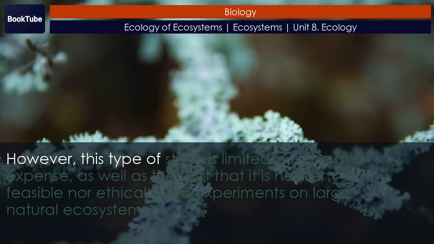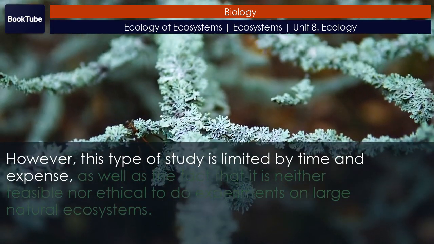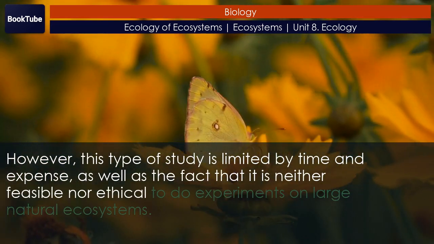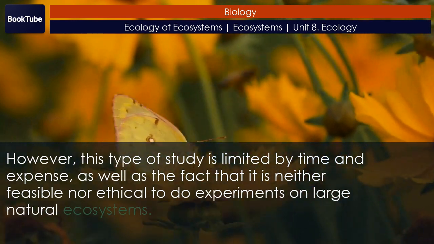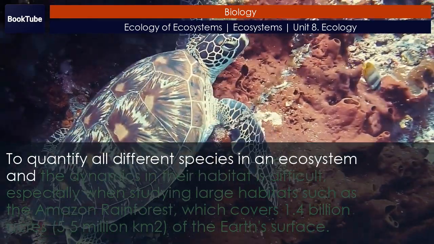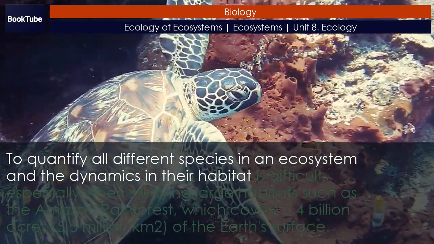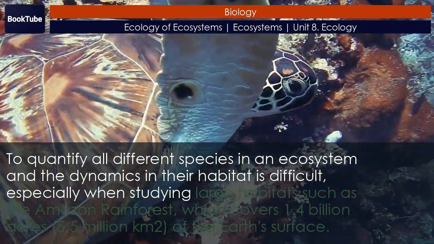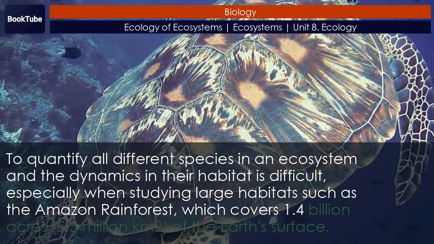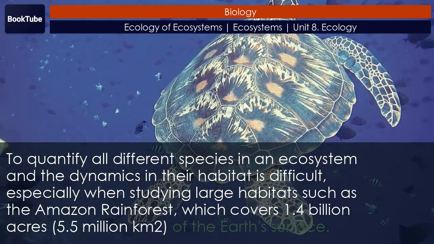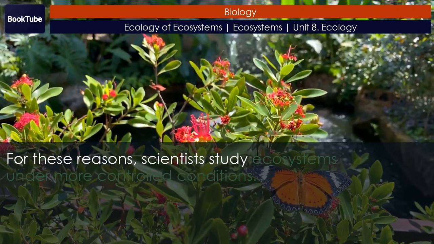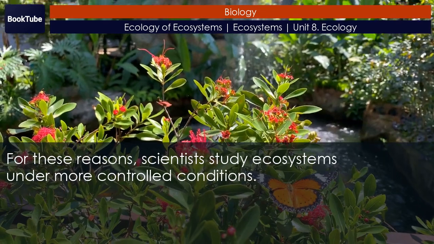However, this type of study is limited by time and expense, as well as the fact that it is neither feasible nor ethical to do experiments on large natural ecosystems. To quantify all different species in an ecosystem and the dynamics in their habitat is difficult, especially when studying large habitats such as the Amazon rainforest, which covers 1.4 billion acres, 5.5 million square kilometers, of the Earth's surface. For these reasons, scientists study ecosystems under more controlled conditions.